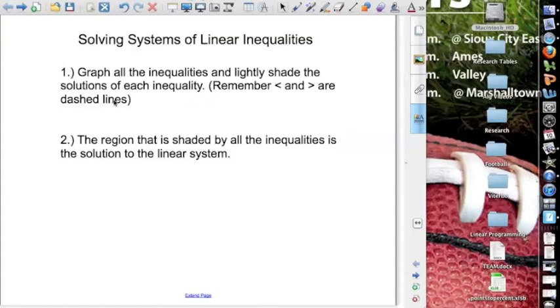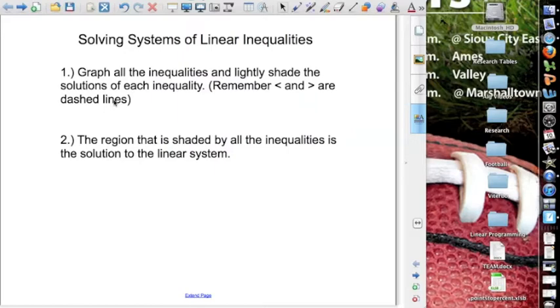Lesson is over solving systems of linear inequalities. And to solve systems of linear inequalities, the method for doing this involves graphing. So you're really looking at a whole region of area where the solutions are, instead of just one particular point or one particular intersection. And there's really only two steps to this.